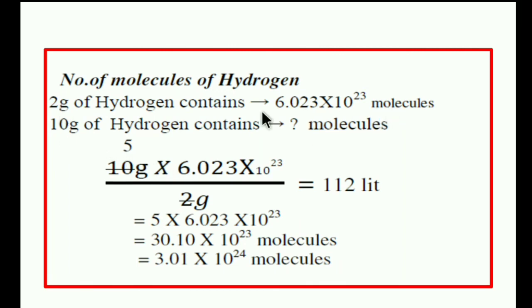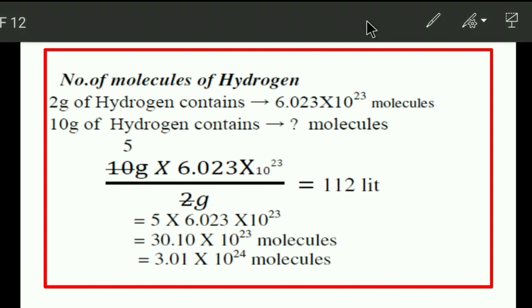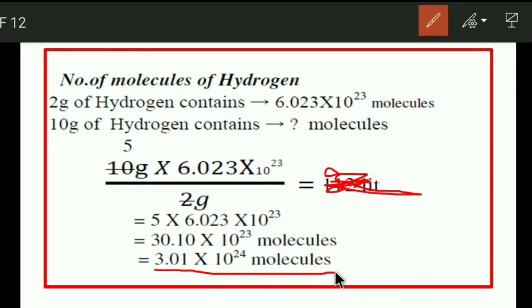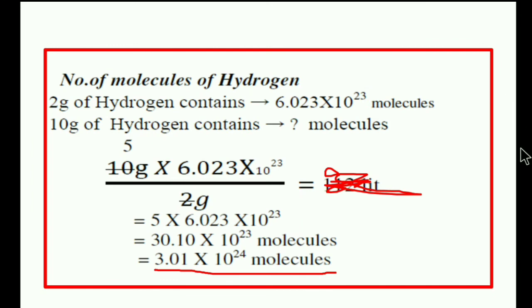That means 10 by 2 into this value. If you solve this, we will get 3.01 into 10 to the power of 24 molecules. Here actually this is not the 112 liters, this is not correct for this, so you can erase it. If you simplify this, then we will get the answer as 3.02 into 10 to the power of 24 molecules. Understood? Right.